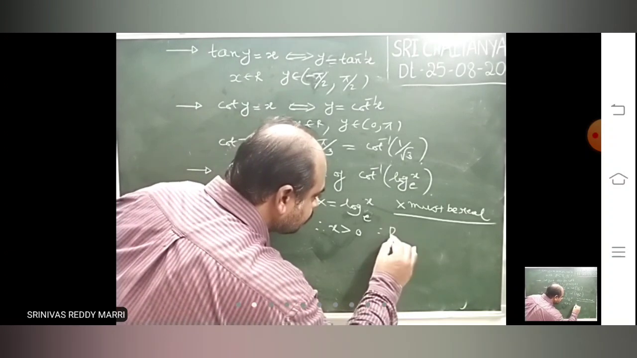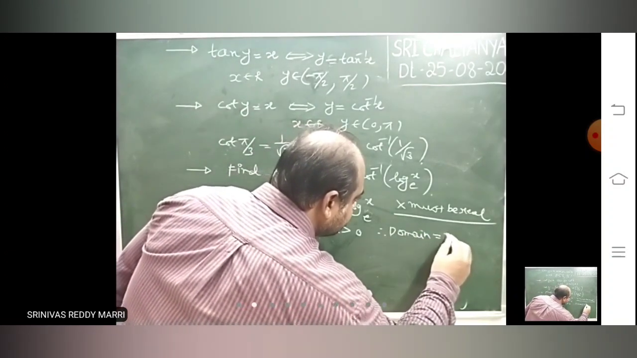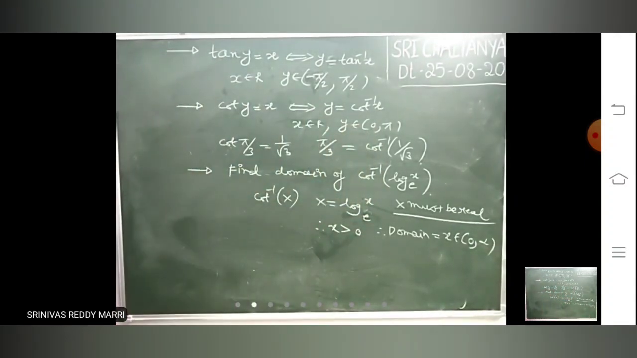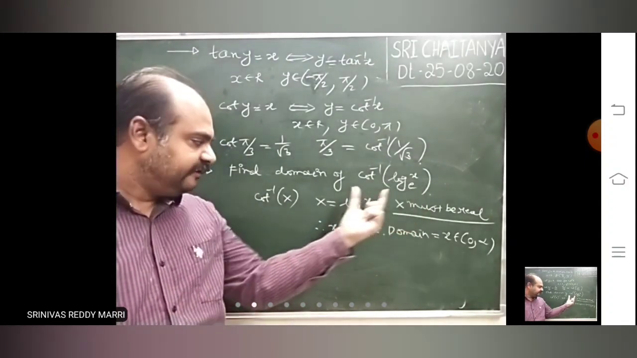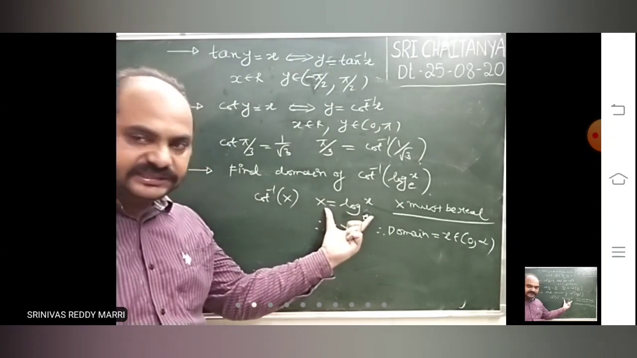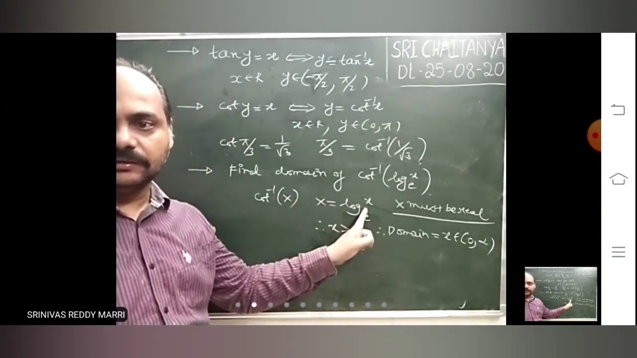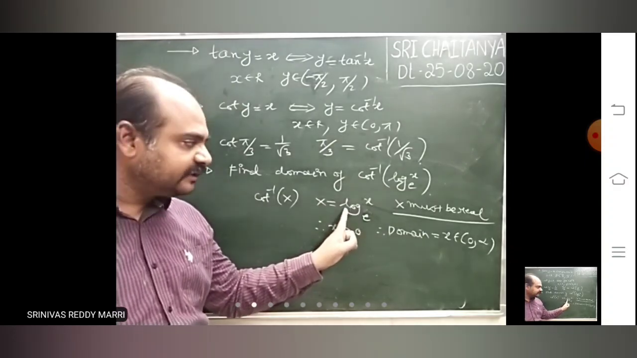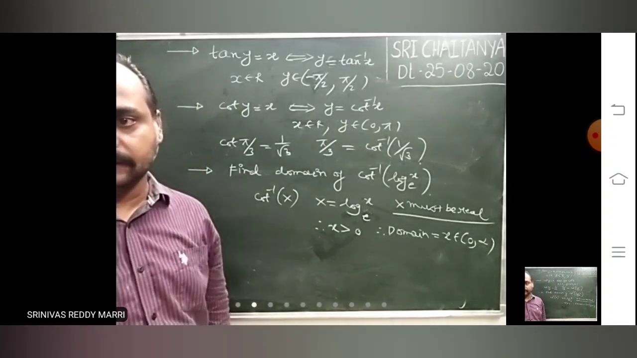Therefore, domain equal to x belongs to (0, infinity). Just simple: the inside one must be defined. If you take capital X as this, you check when capital X will be defined. It will be defined only when the logarithm is defined. The logarithm will be defined when x is greater than 0. That means 0 to infinity. That is the domain.